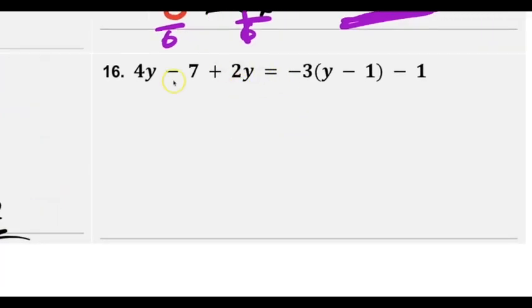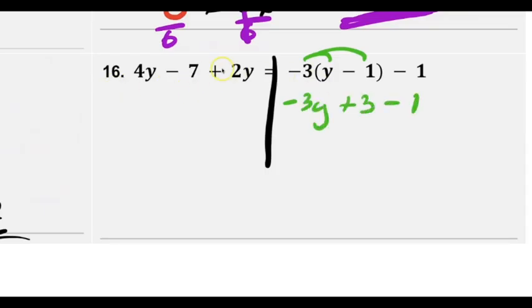Over here. So first thing we're going to do is simplify both sides. So here's my equal sign. Remember, both sides, whatever you do, one side or the other side. In this case, we're just going to simplify both sides. So this negative 3 I get to distribute. So let's get negative 3y plus 3 minus 1. Over here, I can add up like terms actually. I got 4y and a 2y. So let's add those up. I get 6y, and then negative 7 stays, and then equal sign.